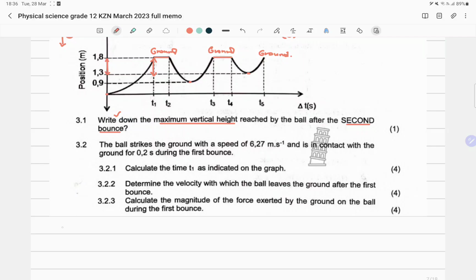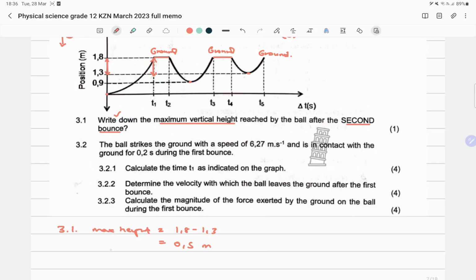Of course, I'm going to answer this one by showing you how I did it. So we can say the maximum height is going to be equal to 1,8 minus 1,3. Okay, simple. Scan try 1,8 minus 1,3, so I'm getting 0,5 meters.